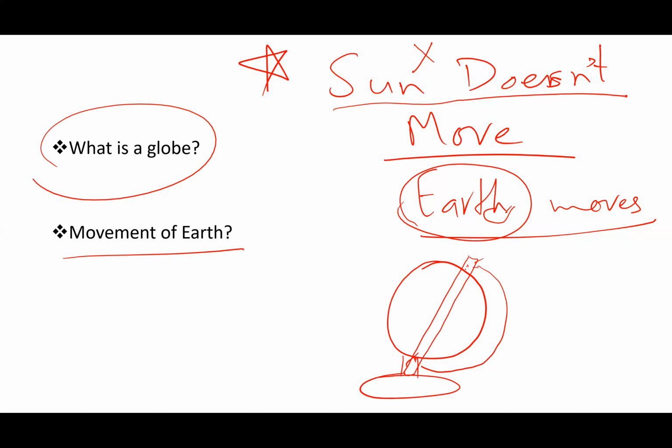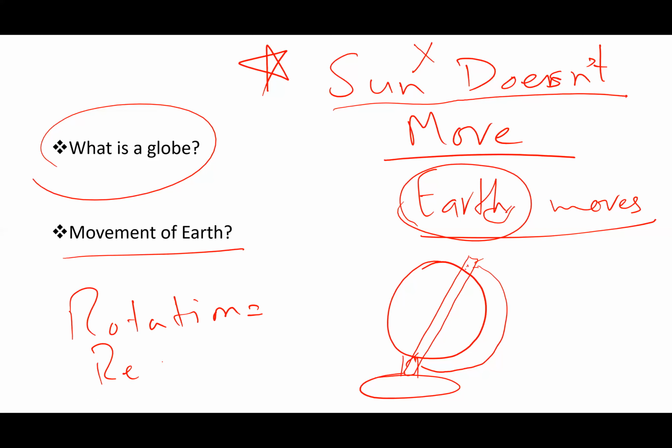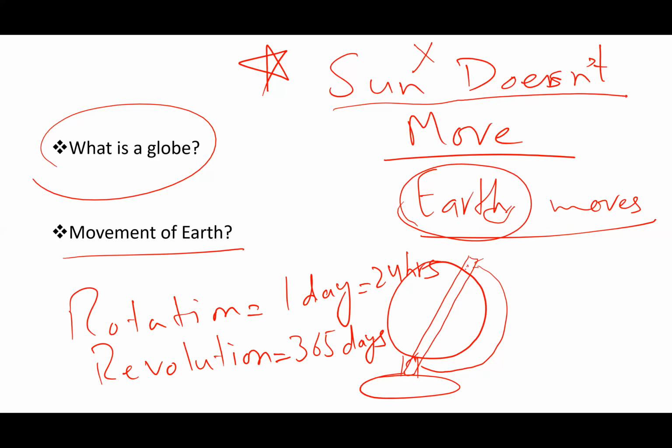Now, the movement of the earth is, as I've already told you, it has two kinds of movements, the rotation and the revolution. Rotation is a relatively way smaller movement, and it takes only 1 day or 24 hours for the earth to complete one rotation. But the revolution is a very big kind of movement, and it takes almost 365 days or 1 year for the earth to revolve once around the sun. Okay, this is all about the concepts which are given in these topics.